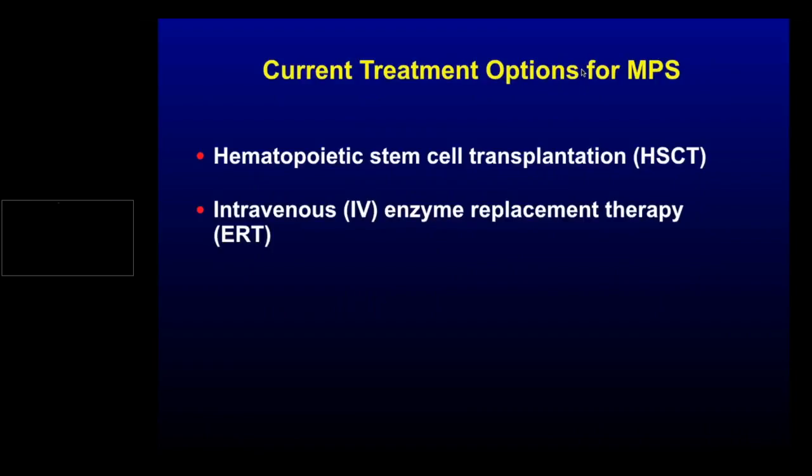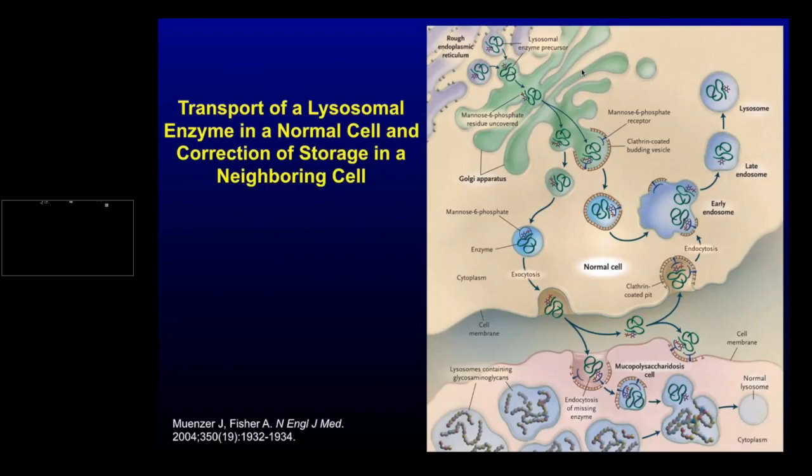So what are the current treatment options for these disorders? One is hematopoietic stem cell transplantation and also intravenous enzyme replacement therapy. Here's just a schematic of how a lysosomal enzyme is made. It's made in the rough endoplasmic reticulum. In the Golgi, a mannose-6-phosphate gets placed on that enzyme that allows it to be targeted through the clathrin-coated vesicles to the lysosome. But that process is not 100% perfect, and so some of the enzyme can leak out of the cell, and that enzyme can be recaptured because there's a mannose-6-phosphate receptor in the clathrin-coated pits and get taken to the lysosome or go to a bystander cell.